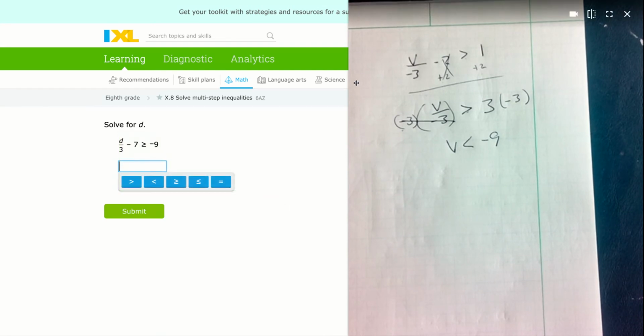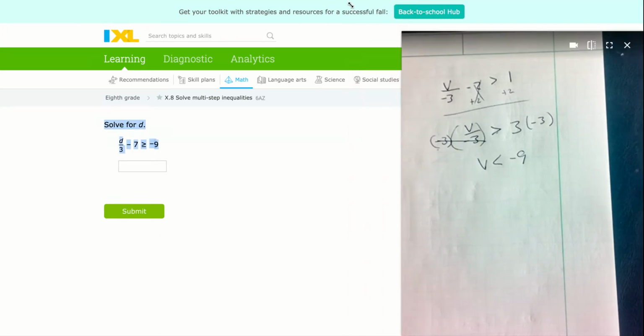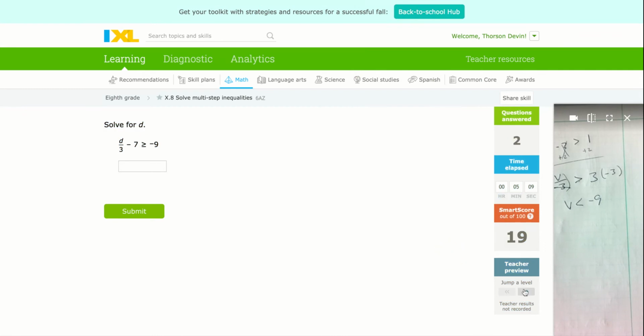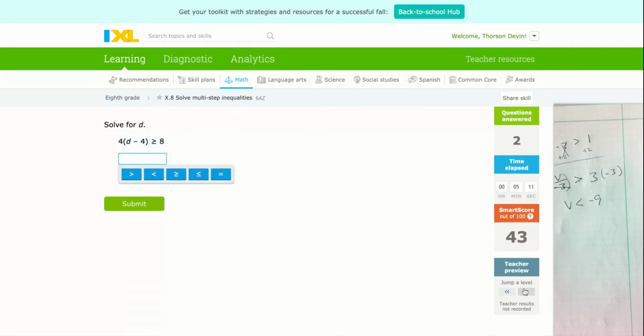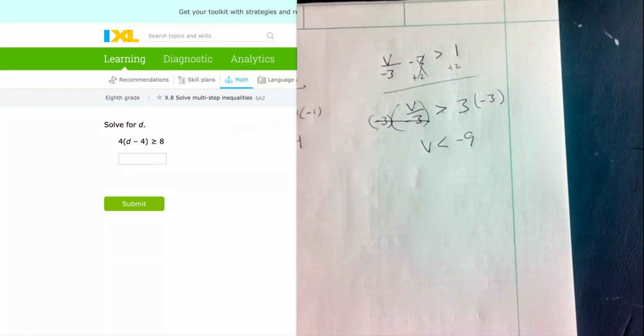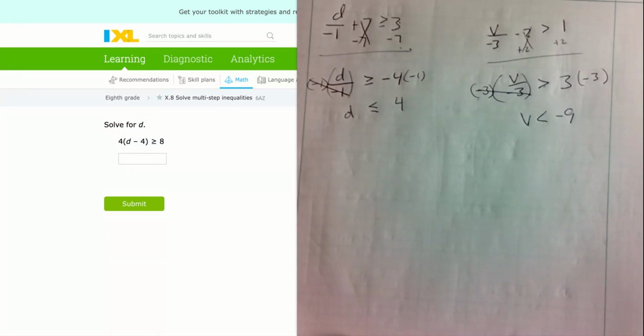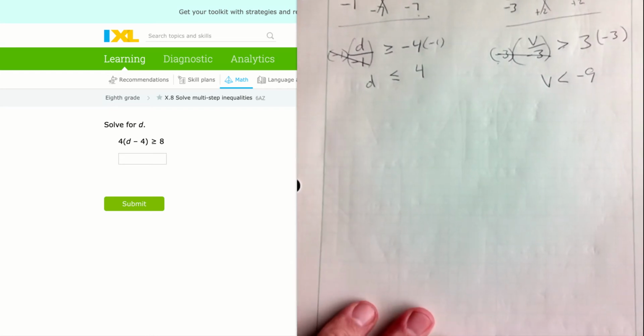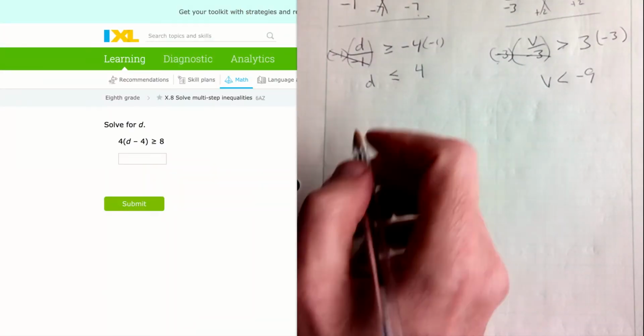All right, so I am going to try to shrink this up just a little bit, so I can get to here and actually jump ahead. Now here's one that has parentheses involved. So this can either be a 2-step or a 3-step, depending on how you want to do it.